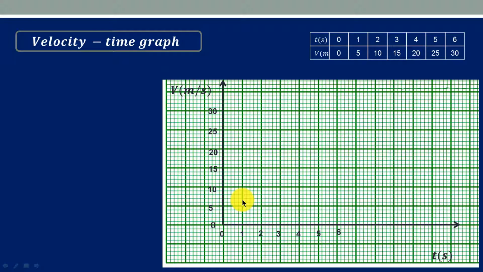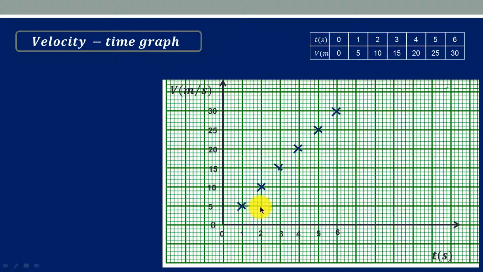Now let's go right ahead and do the plotting. Now the plotting is done this way. When time is 0, velocity is 0. So we ought to have plotted this point here. When time is 1 second, velocity is 5. So we look at that point where the two intersect. When t is 1 and v is 5, we come this way and we also come this way. Wherever they meet, we put an x. When t is 2 seconds, from the table you can see that the velocity is 10.